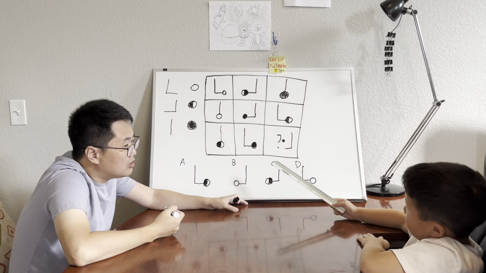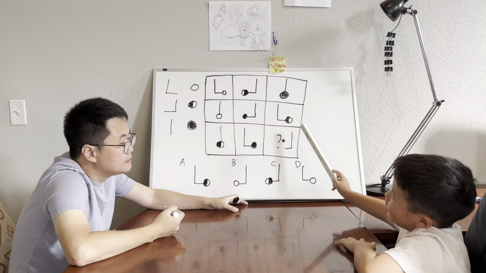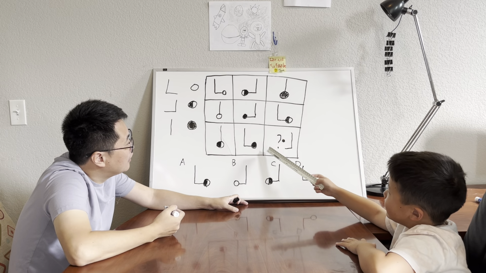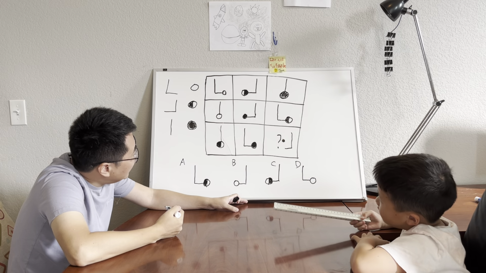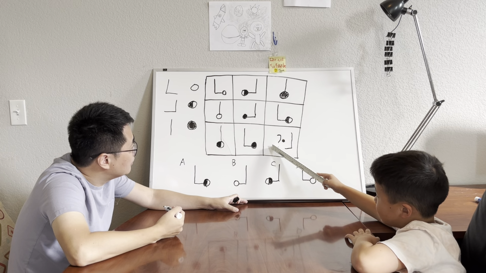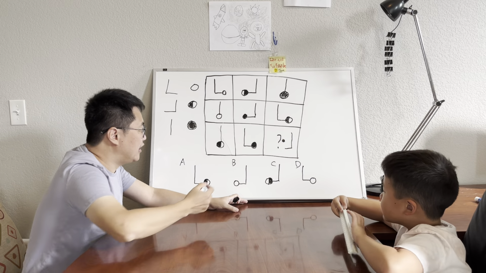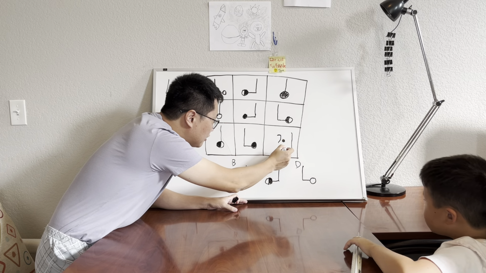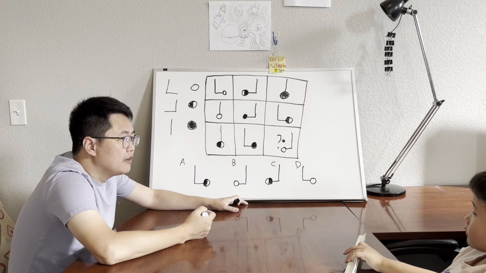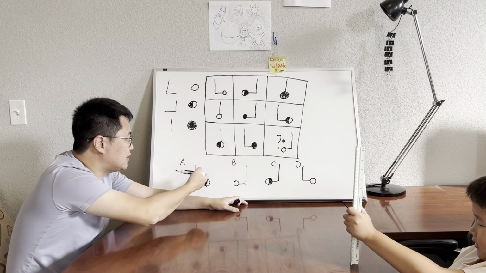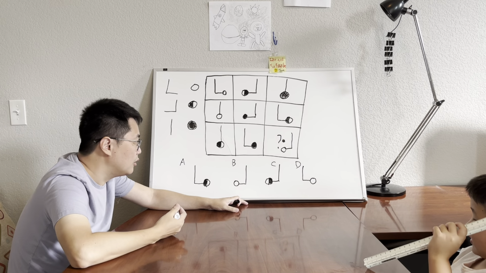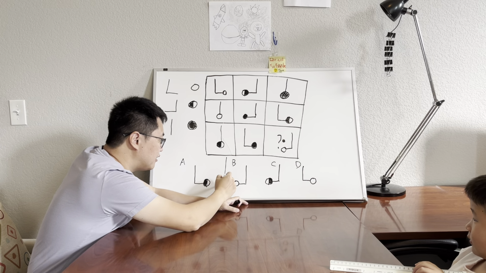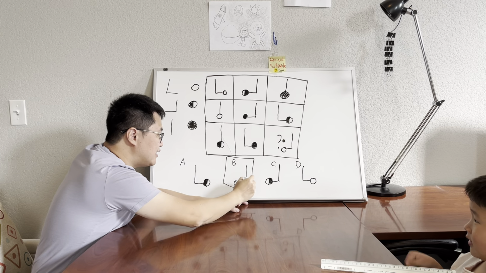But what about the circle? What I saw is that in every row there's 1 filled, 1 empty, and 1 half filled. So this row is missing its empty circle. You're missing an empty circle. So what's going to be the right choice then? A, B, C, or D? B. Right, B is the right answer. That's exactly the missing shape.